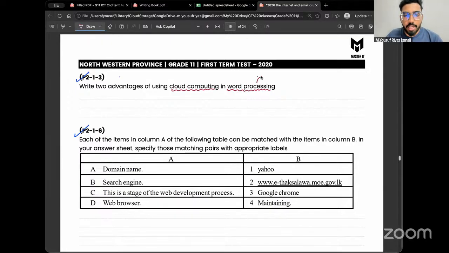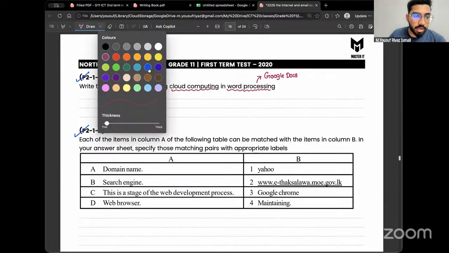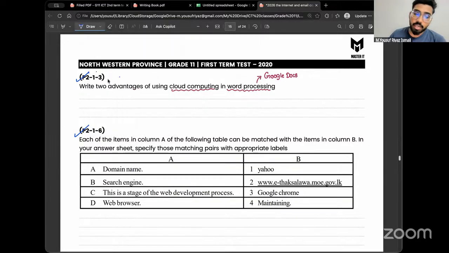But as an alternative to Microsoft Word, there's an application called Google Docs, and Google Docs actually uses cloud computing, meaning you don't have to download and install the application. You can use it through your browser. Even Microsoft Word has something called Microsoft Word 365, an online version you can use. So by using that, there are some advantages you can get. So they're asking that advantage.